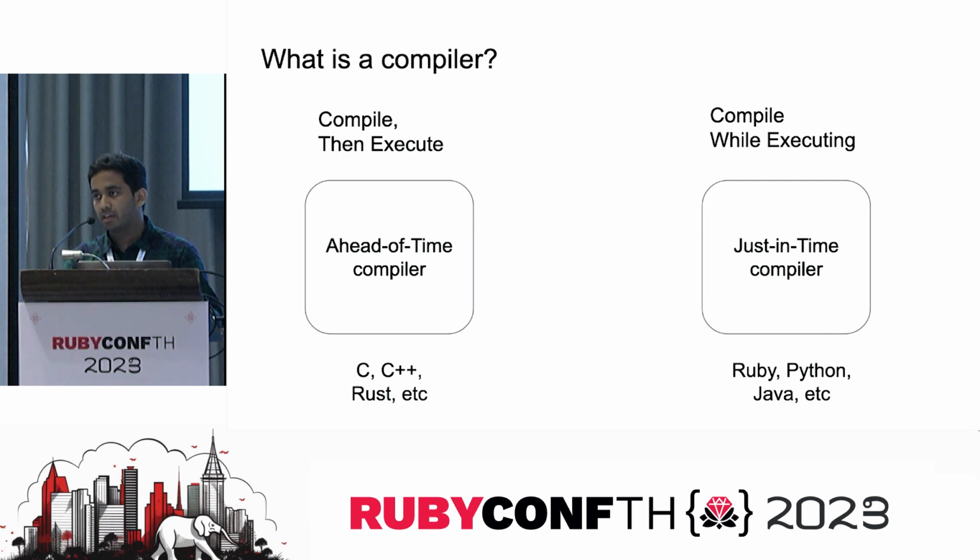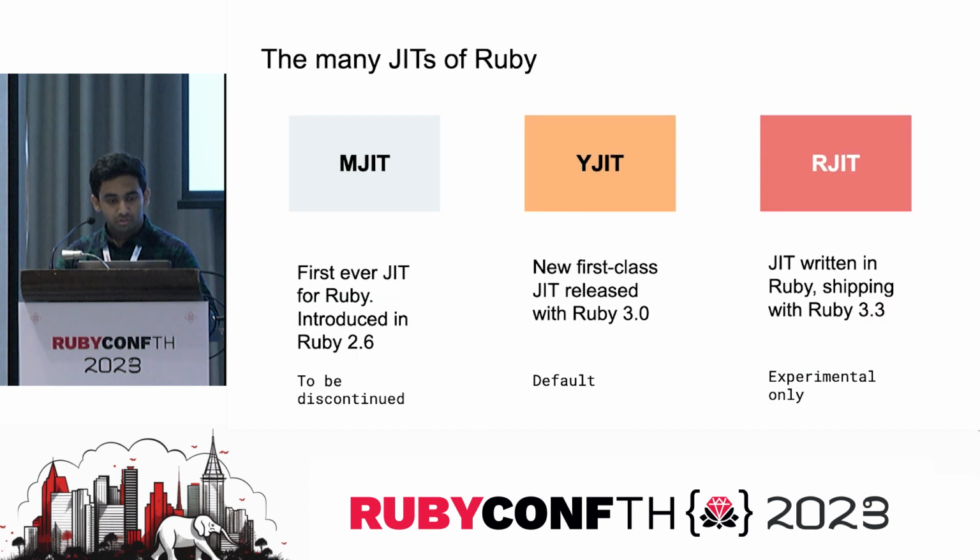It will see how often you are calling a certain method, and then it will see if it's a hotspot, and based on a certain number of times that you have called it, it will start compiling into machine code. This is used by languages like Ruby, Python, Java. Ruby has had an interesting journey with just-in-time compilers.